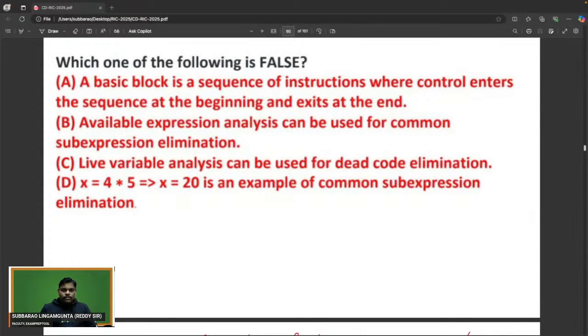Let's see the first problem of today's class. Can everyone go through it? Which one of the following is false?